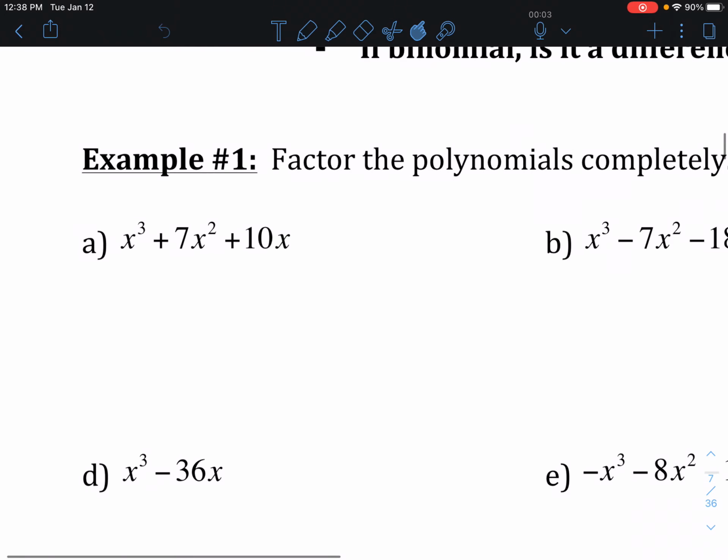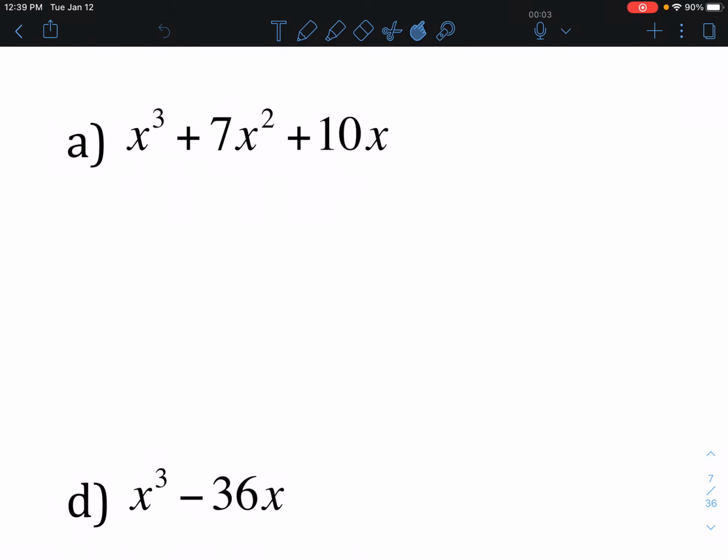All right, so example 1, we're going to factor completely. We may have more than one way of factoring in this problem. Please pause periodically, rewind as much as you need, because I'm going to talk a little fast here today. So in the first one, there is a GCF of x. Then we divide by x to have a leftover x squared plus 7x plus 10.